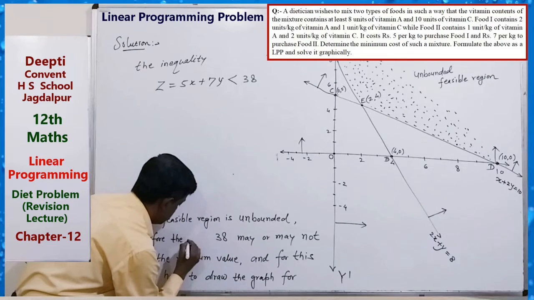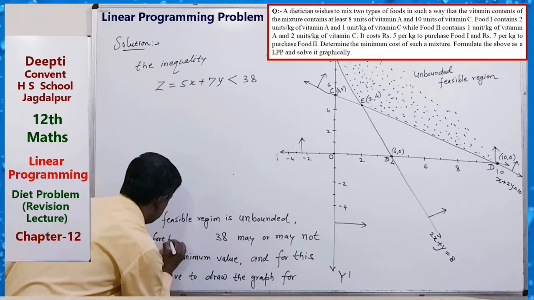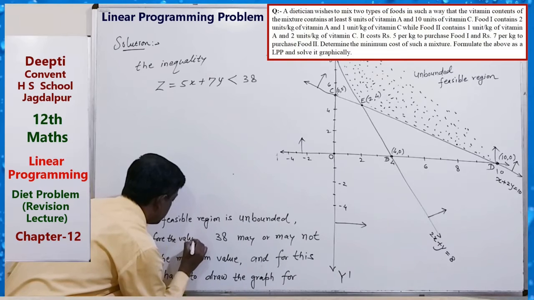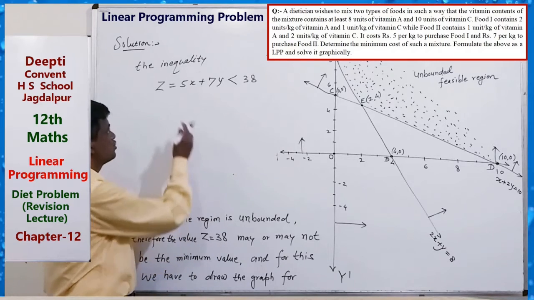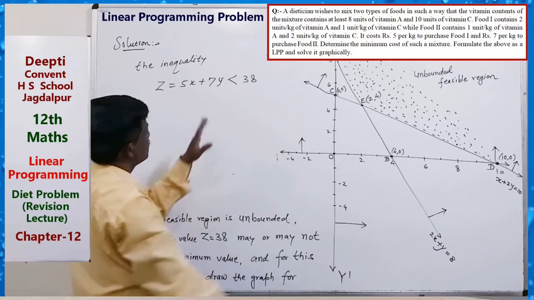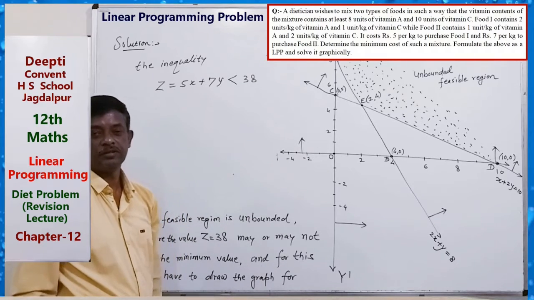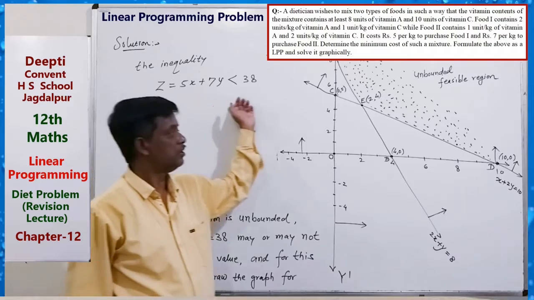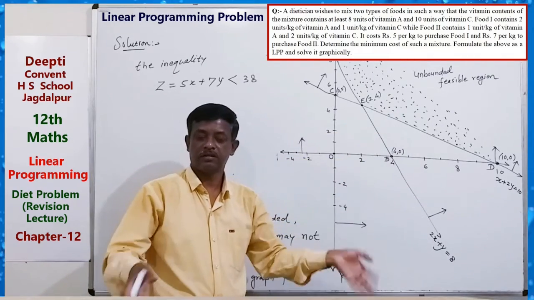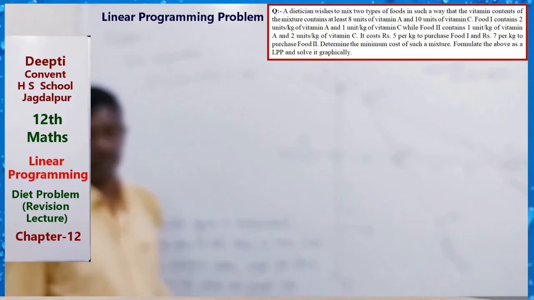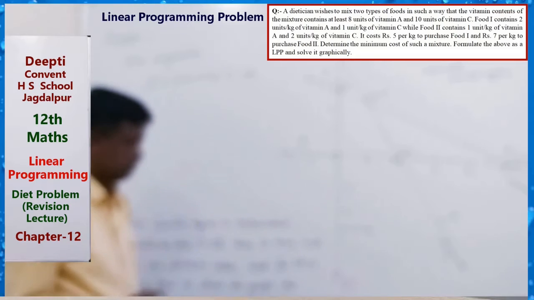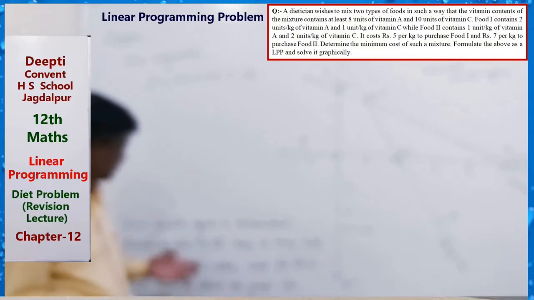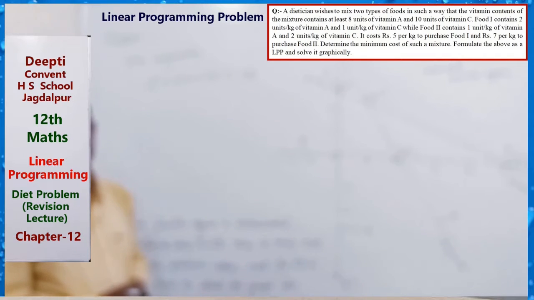Therefore, the value z may or may not be the minimum, so z equals 5x plus 7y is less than 38. We just have to draw its graph, and if its solution has no common point with the feasible region, then we can say it is minimum. If it has some common point, then we cannot decide. Clear? Similarly as for the maximum case, if for maximum, then just take greater than. Here it is minimum, so take less than 38.